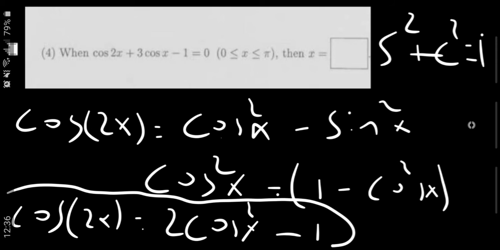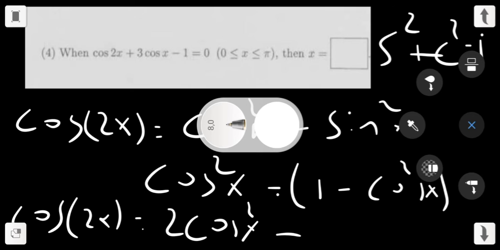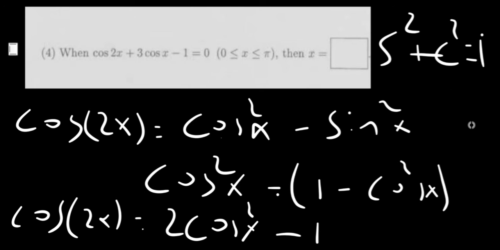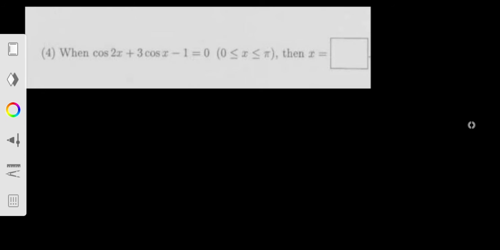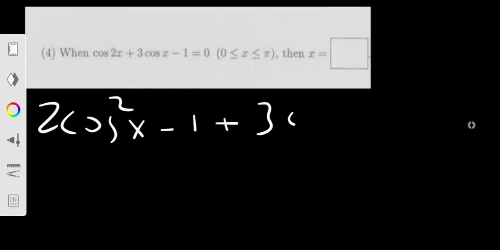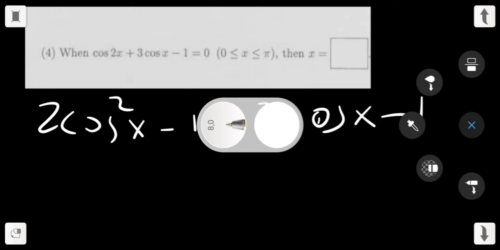Actually, this is a good formula to remember. You will use it a lot studying trigonometry, so you will remember it. So cosine of 2x is 2 cosine of x squared minus 1. Okay, and so let's take a new page over here. So cosine of 2x was what? 2 cosine of x squared minus 1 plus 3 cosine of x now. 3 cosine of x minus 1. Remember, all of this is just cosine of 2x, okay?